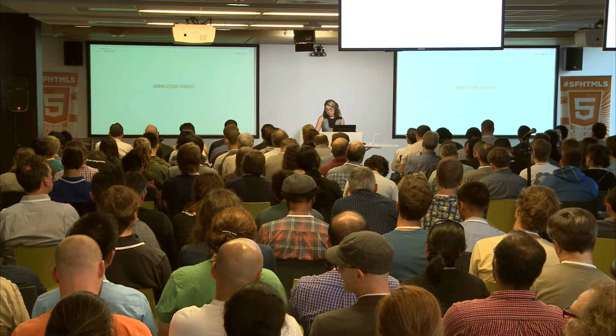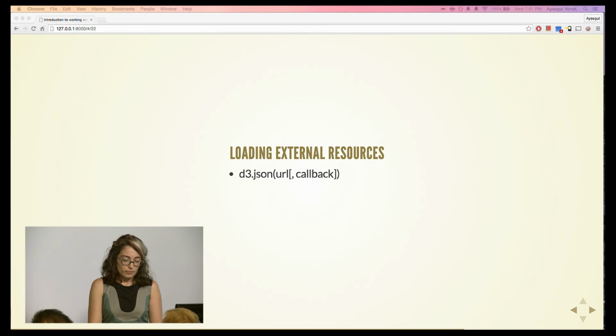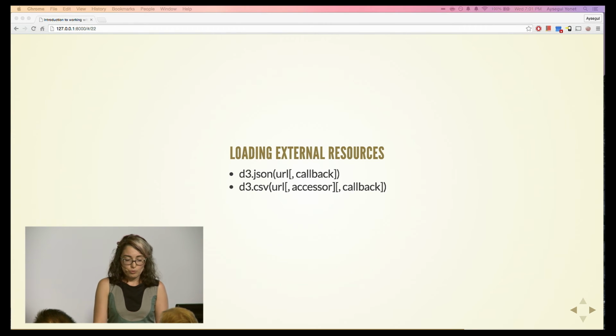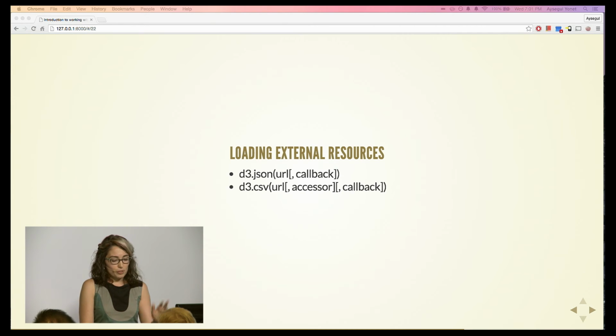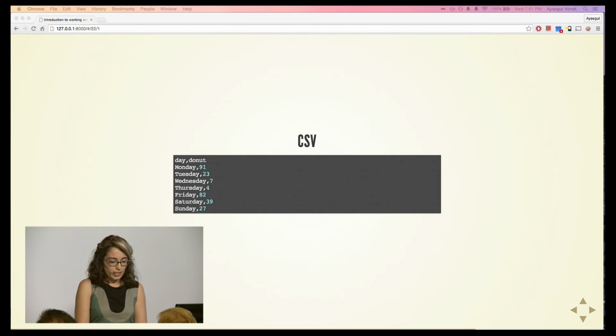So D3 comes with a lot of other helper methods. Loading external resources is one of the problems that you will run into. One of the methods is d3.json. It gets a URL as the first argument and an optional callback, and gets your JSON data, and you're able to use it to render. Also there is d3.csv, which reads comma-separated values and tab-separated values. Notice that these two functions take optional accessor functions if you want to give one. What it does is just parse the data that you have and put it in the format that you want it to. And it's totally optional.